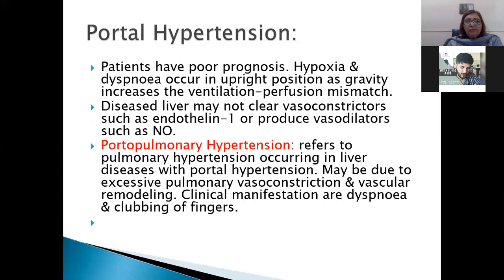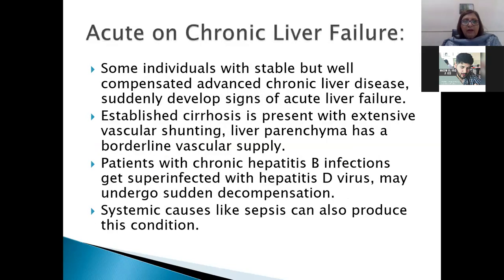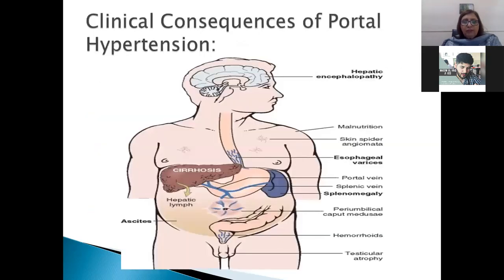Portopulmonary hypertension refers to pulmonary hypertension occurring in liver disease with portal hypertension and may be due to excessive pulmonary vasoconstriction and vascular remodeling. Clinical manifestations are dyspnea and clubbing of the fingers. Okay, acute and chronic liver failure can develop as well, if acute liver failure is superadded on chronic disease. The signs and symptoms are hepatic encephalopathy, malnutrition, and skin spider angiomata.